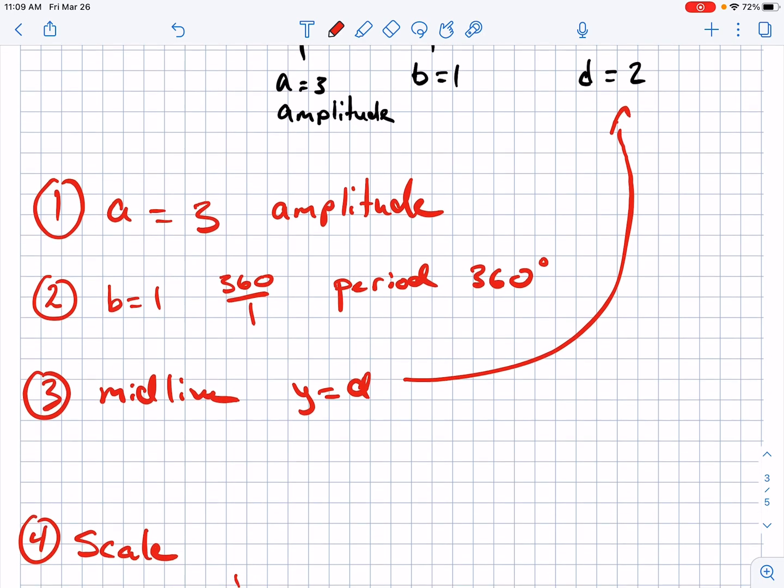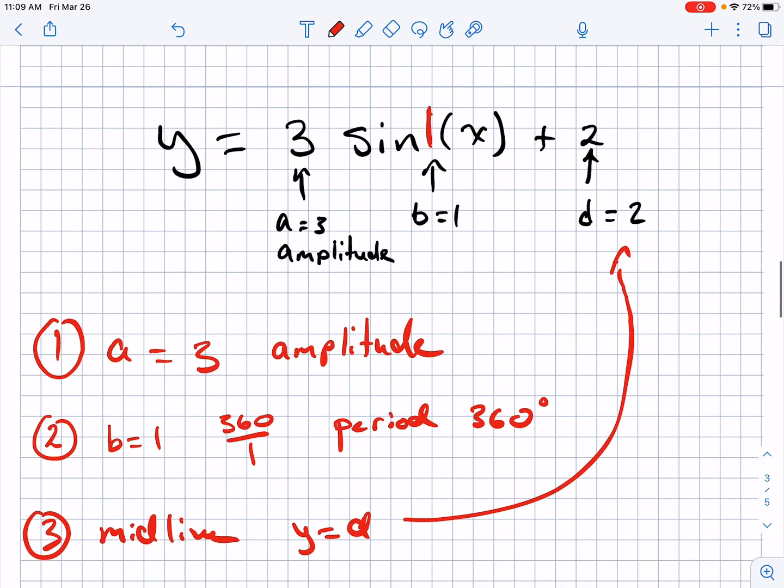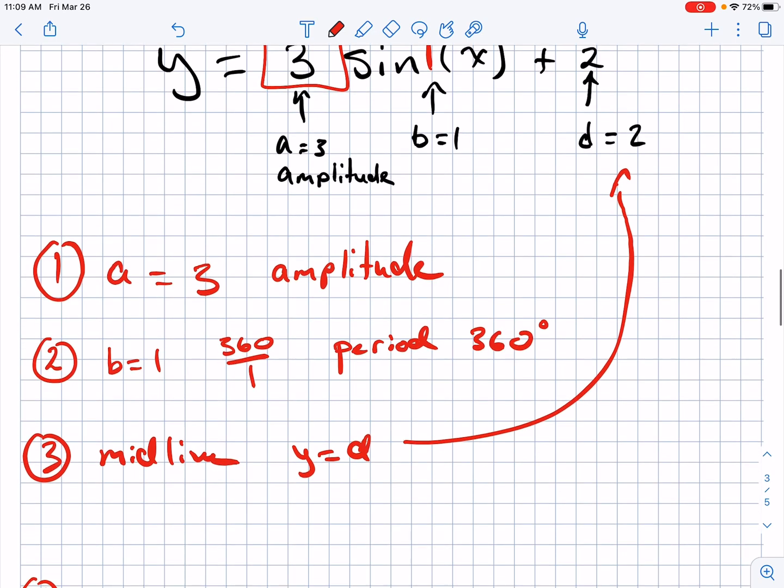Okay, so our amplitude is 3. We see that the number in front is 3, so we're going to go 3 above the midline and 3 below the midline. Our period, 360 divided by 1, is 360. And our midline, y equals 2. Y equals 2 will be the equation for our midline.